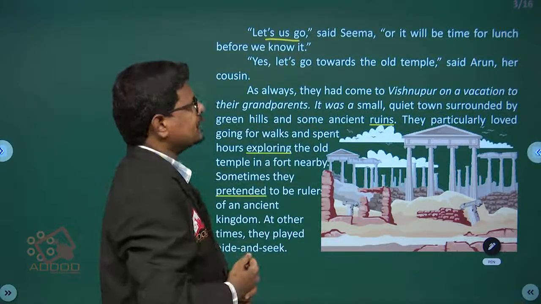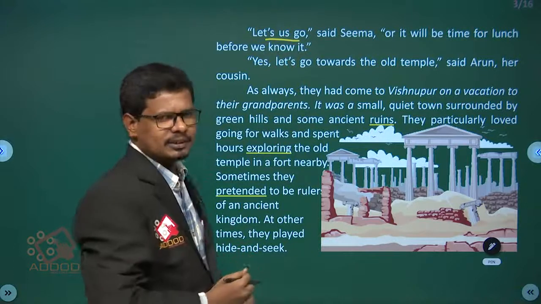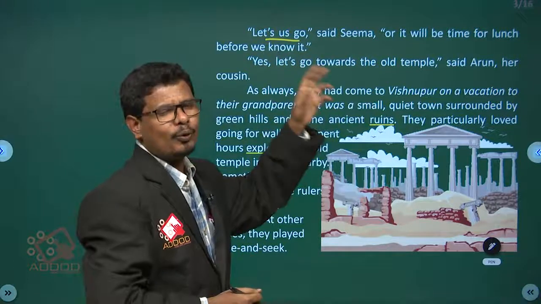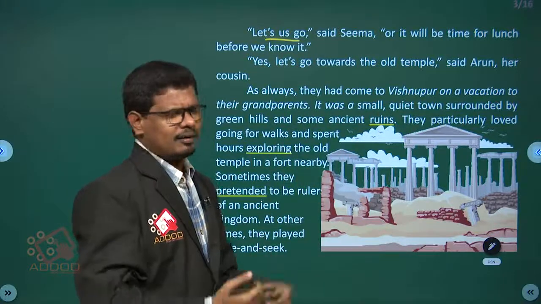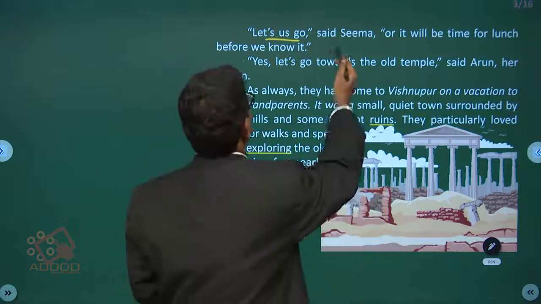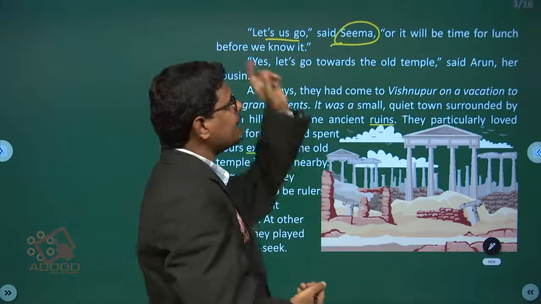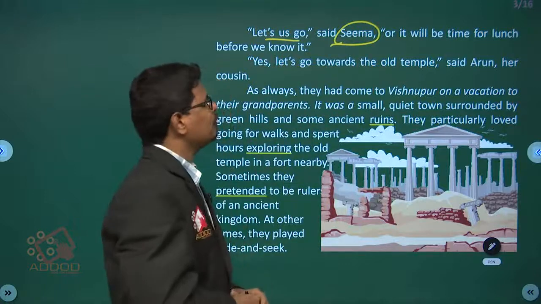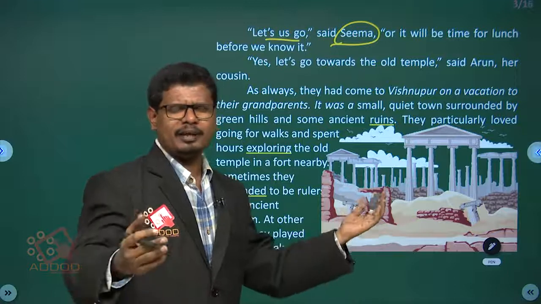"Let's go," said Seema, "or it will be time for lunch before we know it." So let's go. Go where? To somewhere. Let's play. Let's run out. Let's enjoy. So this is the dialogue said by Seema. What did she say? Let's go, or it will be time for lunch before we know it. Before we know it, it could be lunchtime.